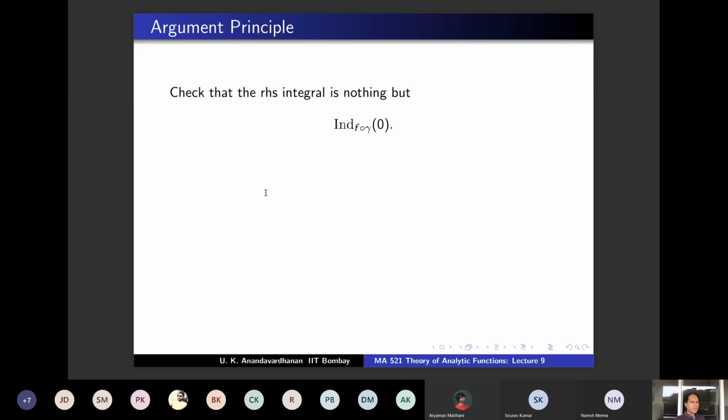So the argument principle says that if you have a simple closed curve, the number of zeros inside of a holomorphic function f is exactly the index of 0 over f compose gamma. This is the argument principle.